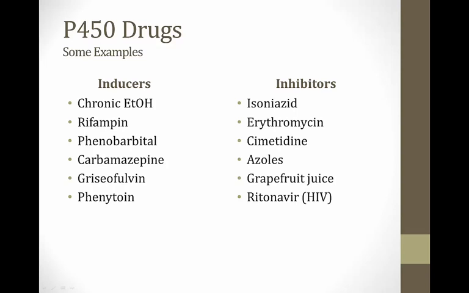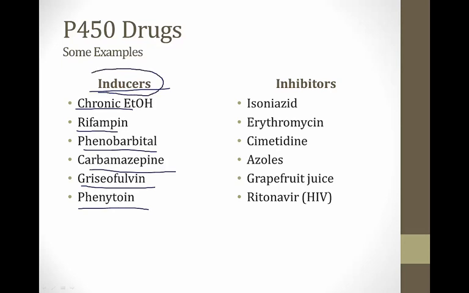But some that you should certainly know for your boards in terms of inducers of the P450 system: chronic alcohol, rifampin, phenobarbital, carbamazepine, griseofulvin, which is a fungal agent, and phenytoin. These can all induce the P450 system. And that means that a drug that's metabolized by P450 can see its levels start to fall and become subtherapeutic.